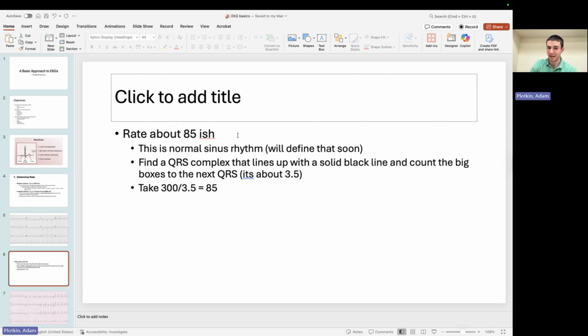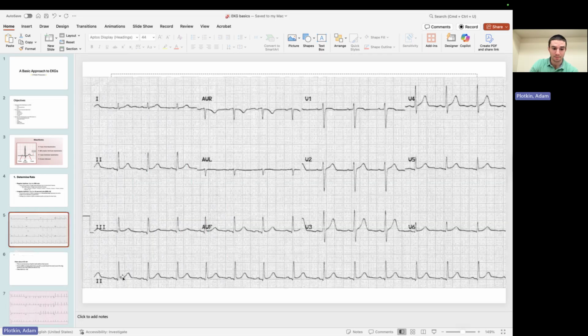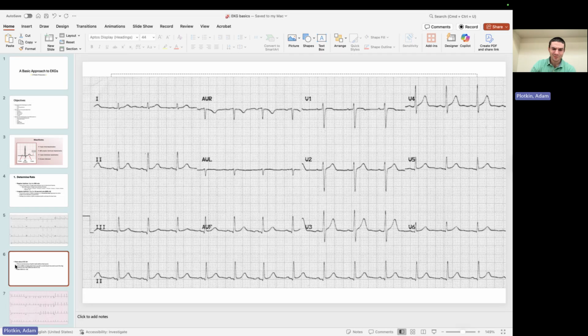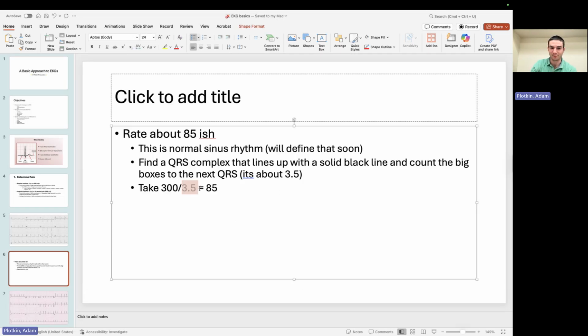So this rate's going to be about 85, right? If we go back, you can see these R to R intervals are coming out at a regular interval. So I can use that nice 300 divided by the number of big boxes. I like to find where the R interval really closely lines up to a large black line. So right here's a good one. And we got 1, 2, 3, 3.5, maybe a little bit more than a half. So I just calculated it by dividing by 3.5 because that makes the calculation a little bit easier, which comes out to about 85.